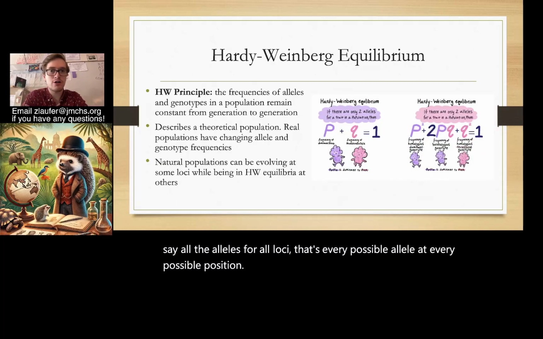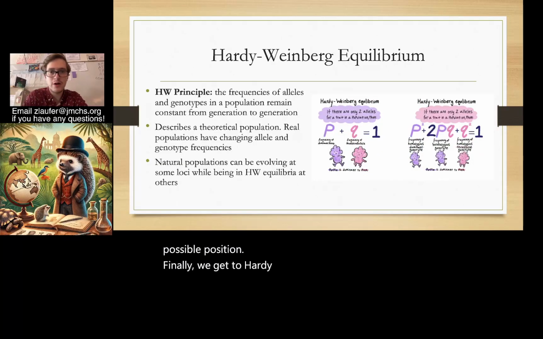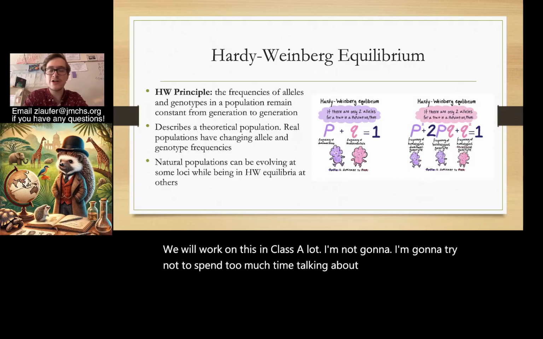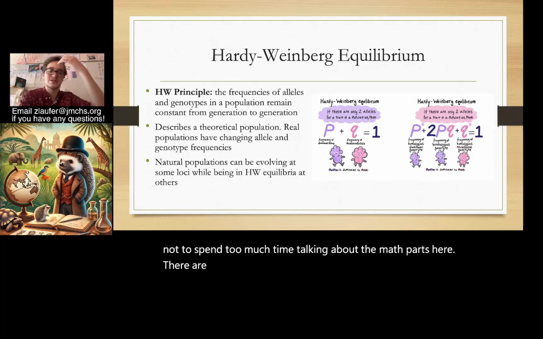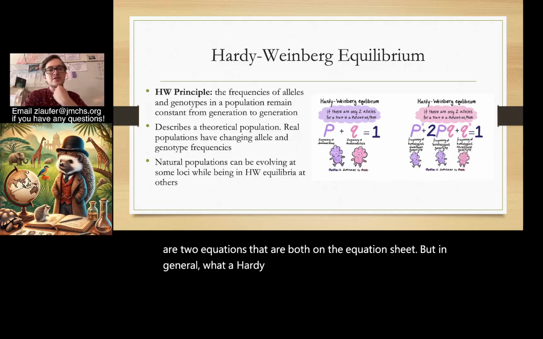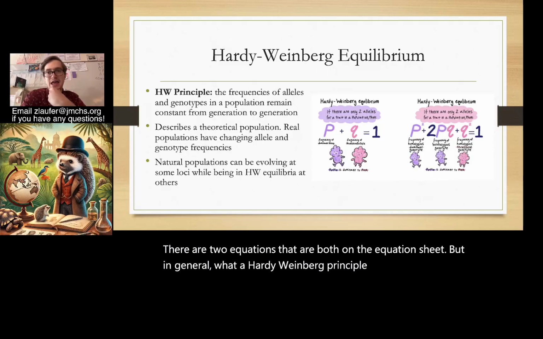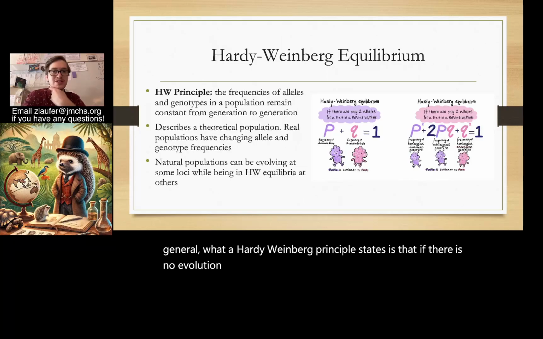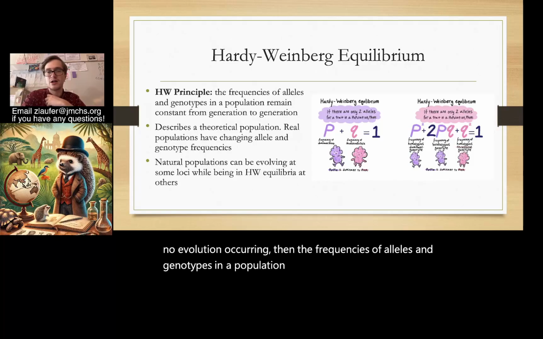Finally, we get to Hardy-Weinberg equilibrium. We will work on this in class a lot. I'm gonna try and not spend too much time talking about the math parts here. There are two equations that are both on the equation sheet, but in general, what the Hardy-Weinberg principle states is that if there is no evolution occurring, then the frequencies of alleles and genotypes in a population should remain constant.